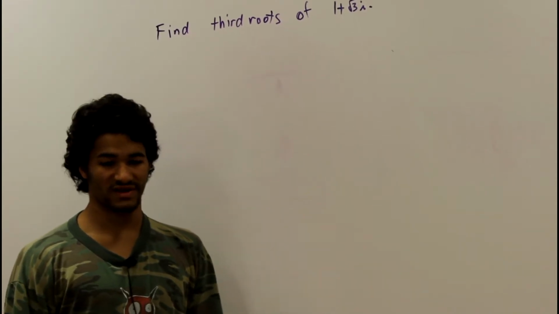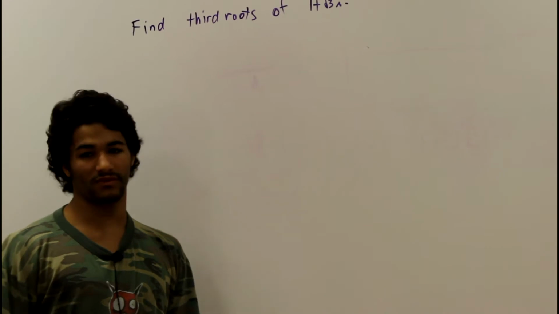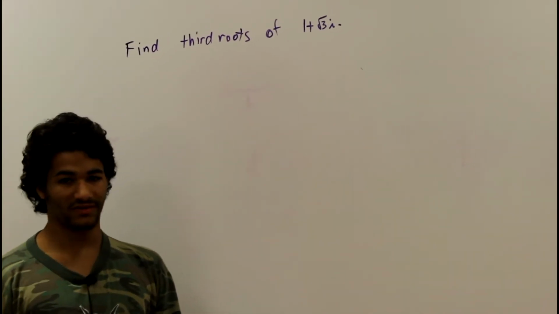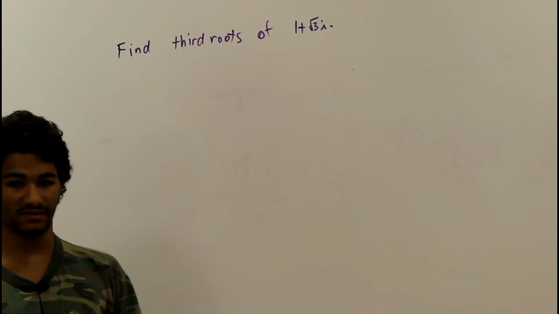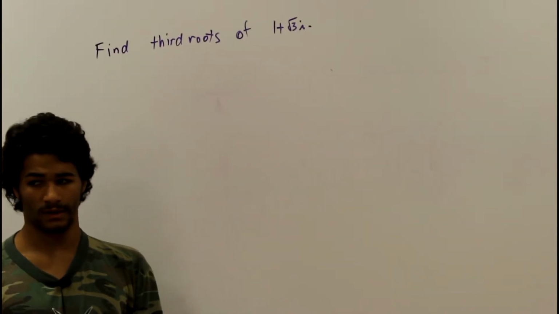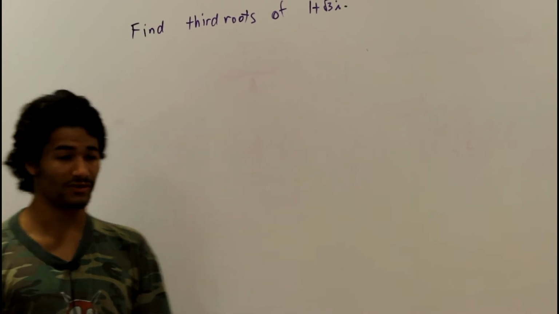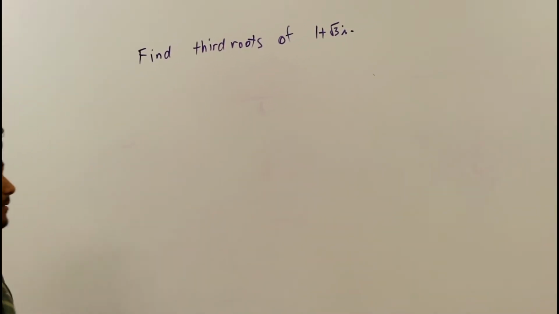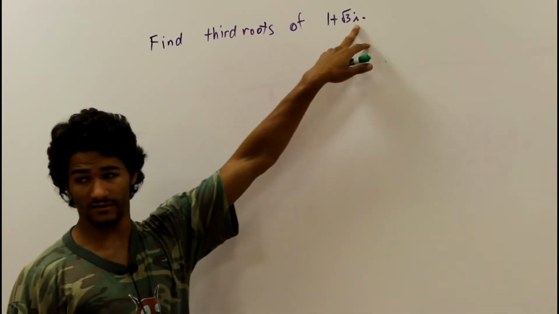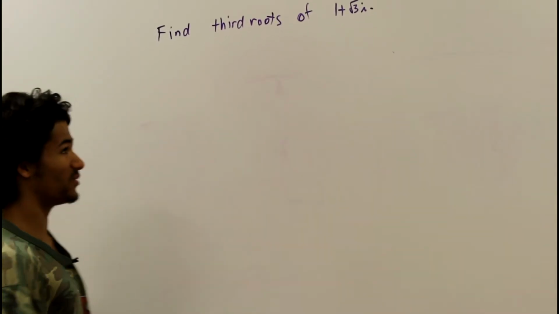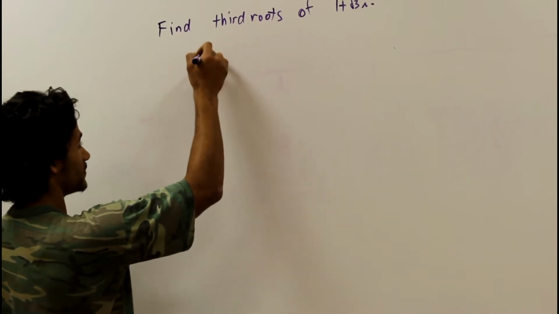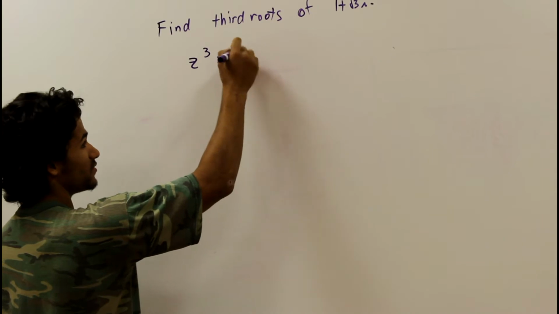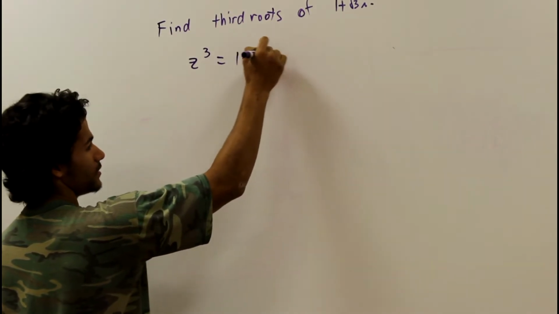The first of which is that whenever you take the nth root of any complex number, even a real number, there's n amount of nth roots. As you will see in this example, there are 3 third roots of 1 plus radical 3i. To get there, we denote a complex number z such that z to the third is 1 plus i radical 3.